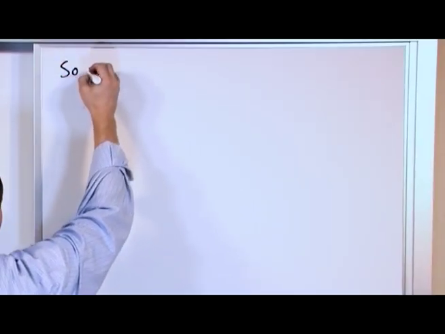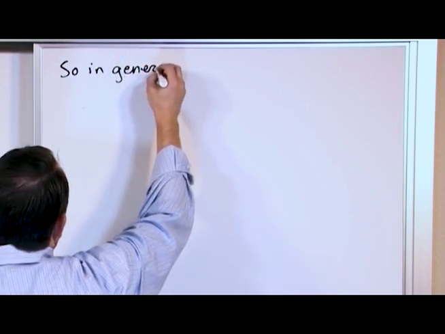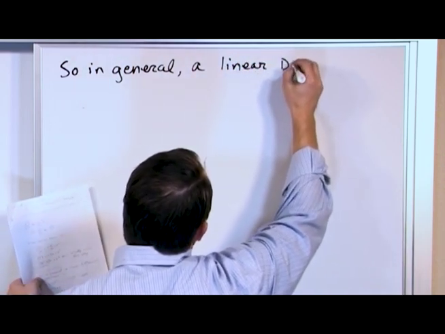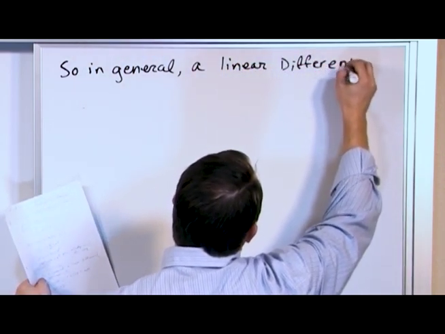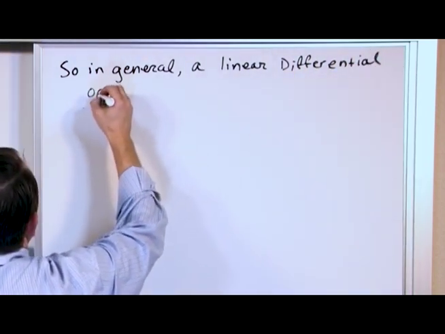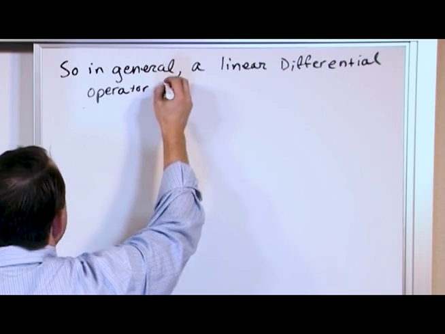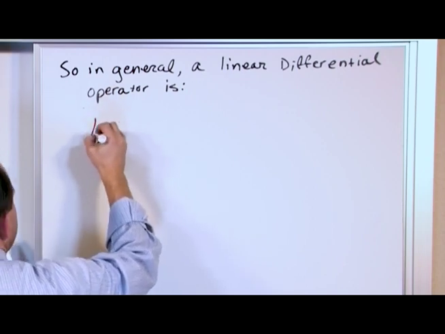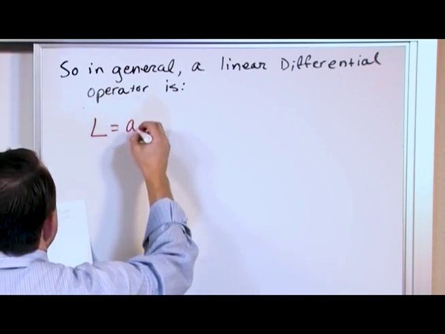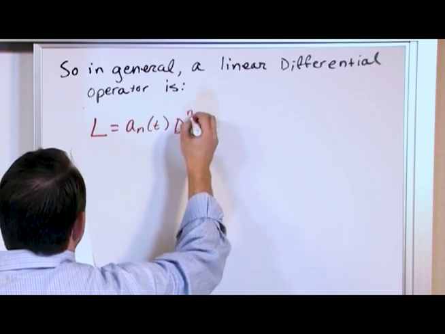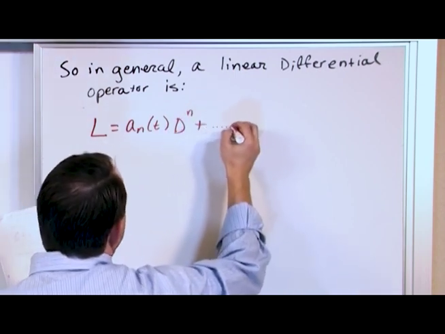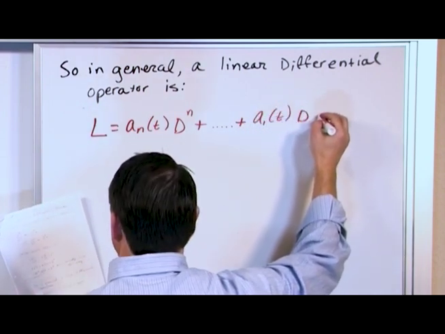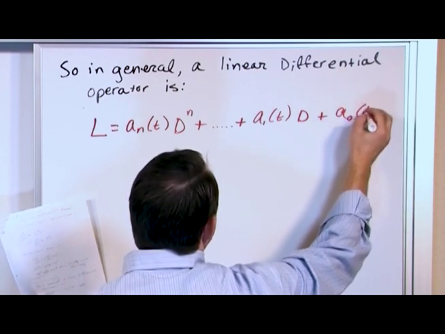So in general, a linear differential operator is written as follows. L, the letter L, a sub n of t, D superscript n, plus dot, dot, dot, a1 of t times D plus a naught of t.